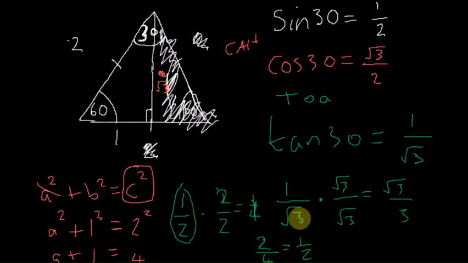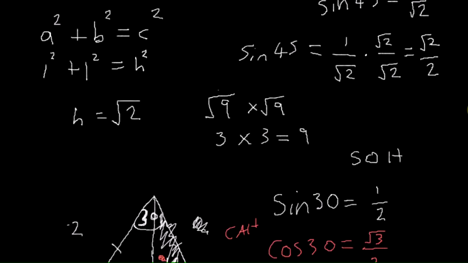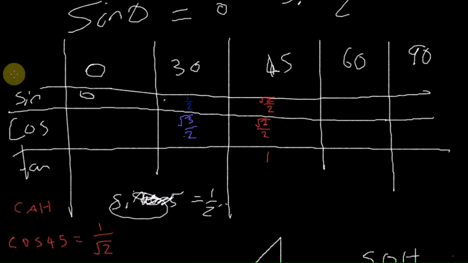And we'll leave it as that for this video. Square root of 3 over 3. And I think that's enough work for this video, and we're just going to run through the sine, cos, tan of 60 in the next video.